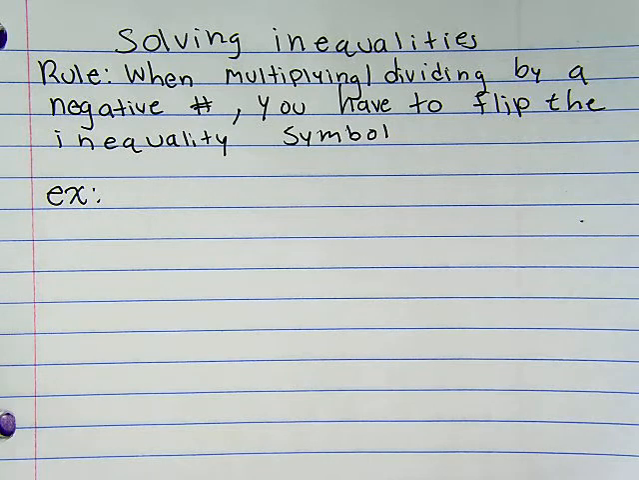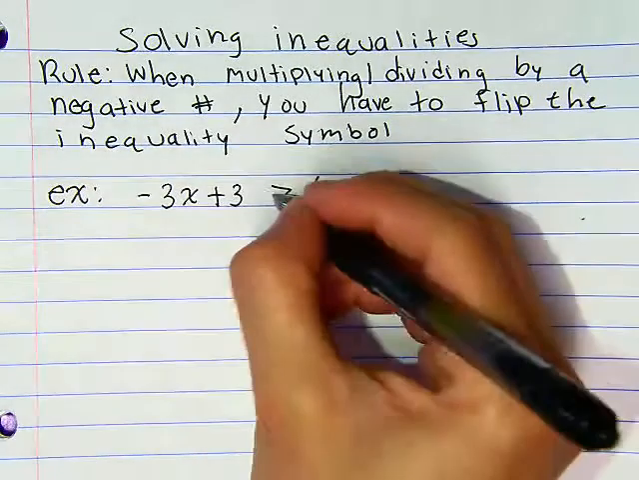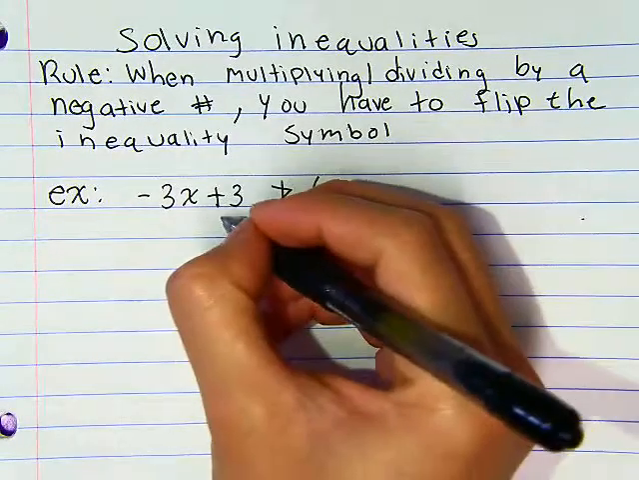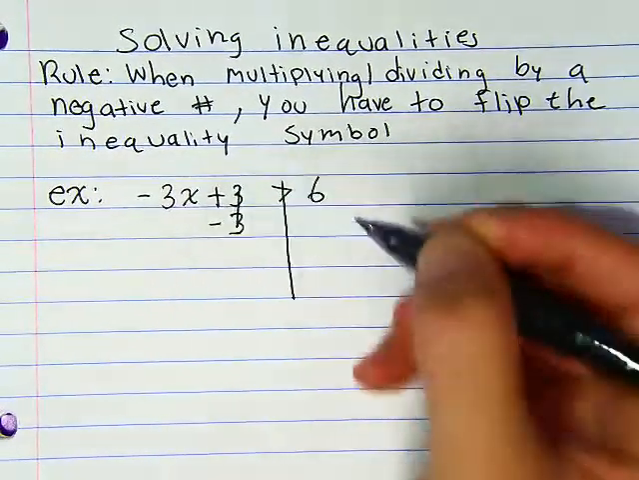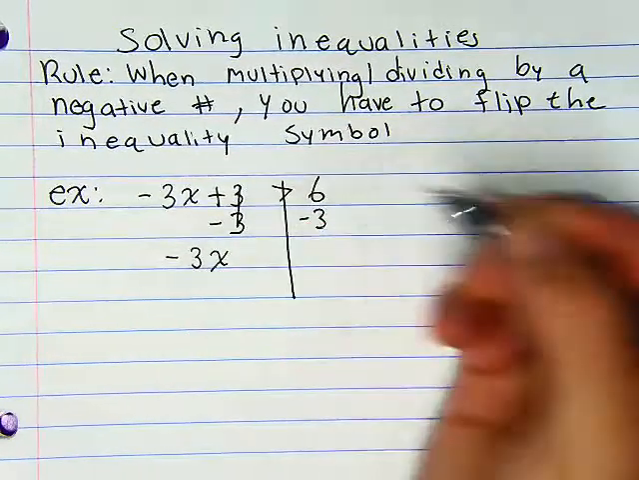From the last video, the rule is that when we multiply or divide by a negative number, you have to flip the inequality sign. So let's go ahead and do an example. Draw the line down the middle and act like it's a mirror. So we're going to subtract 3 on both sides, because if we do it to one side, we have to do it to the other.